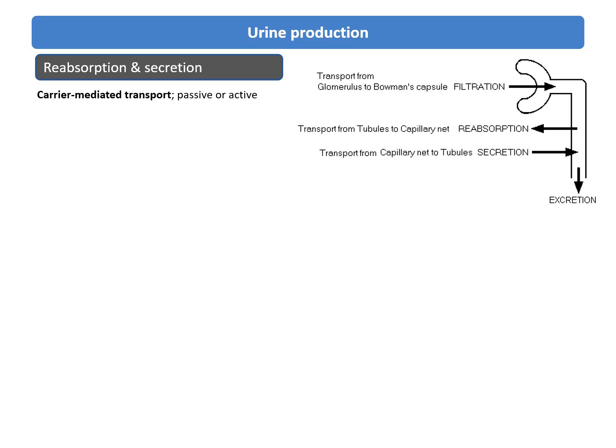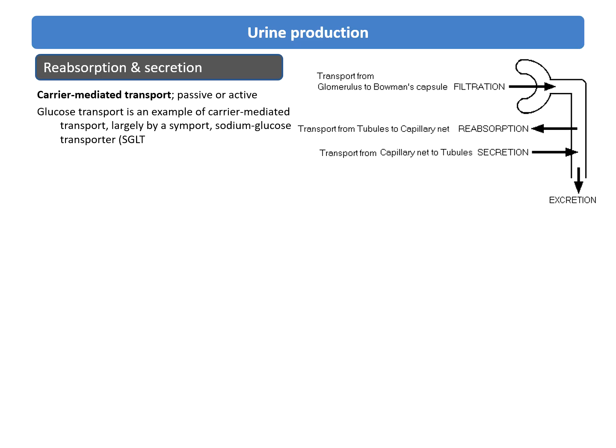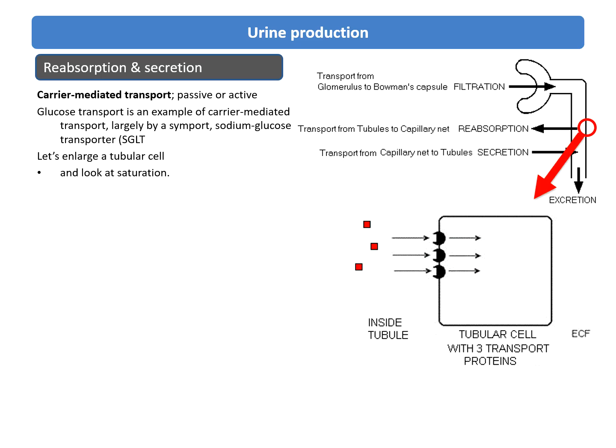Carrier-mediated transport may be passive or active. Glucose transport is an example of carrier-mediated transport. This is largely by a symport sodium-glucose transporter. Let's enlarge a tubular cell and look at saturation. This is one of the important characteristics of carrier-mediated transport. Let's assume that inside the tubule are 3 particles to be transported. The cell contains 3 transport proteins.